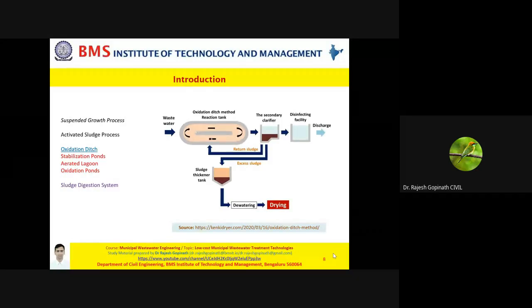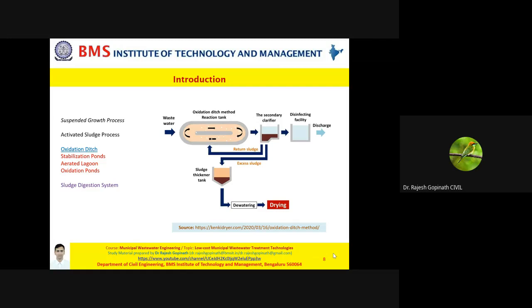You very well remember that when we talk about wastewater treatment technology, we are talking about attached growth process and suspended growth process. And when we spoke about suspended growth process, we had understood activated sludge process, and when we spoke about attached growth process, we had studied trickling filters. So they were conventional treatment technologies.